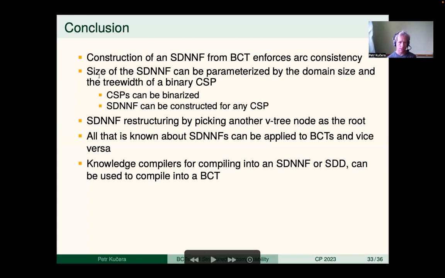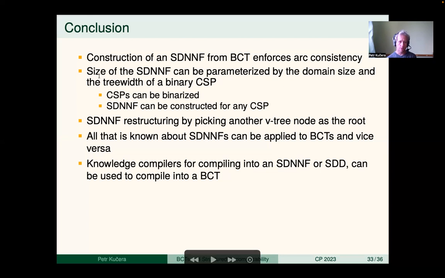The main message from this result is that whatever is known about structured DNNFs can now be applied to binary constraint trees and vice versa. There is quite a lot that is known from the knowledge compilation perspective on structured DNNFs, and quite a lot that is known about binary CSPs that have these structures. So these two were shown to be equivalent, so the results can be transferred in both directions, which can benefit both constraint programming and knowledge compilation, I believe.